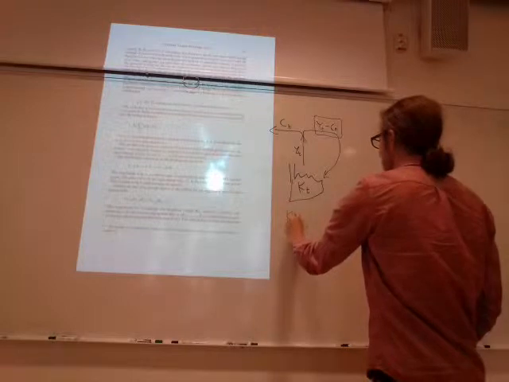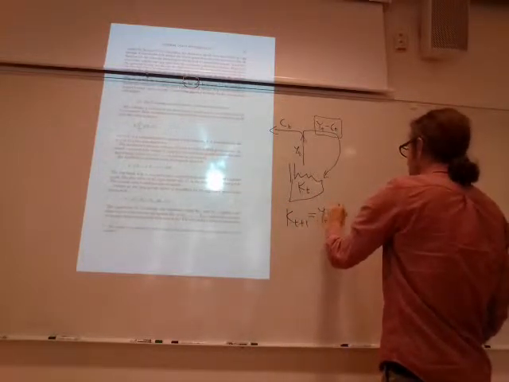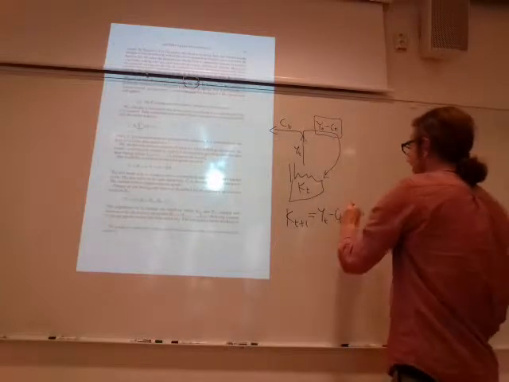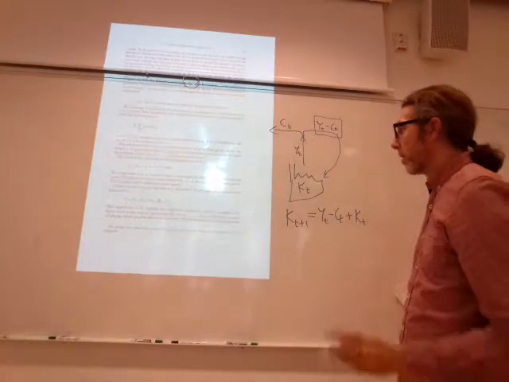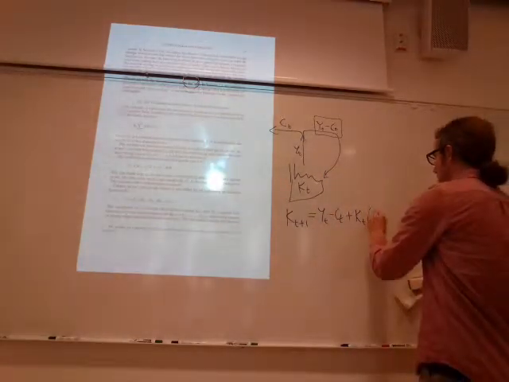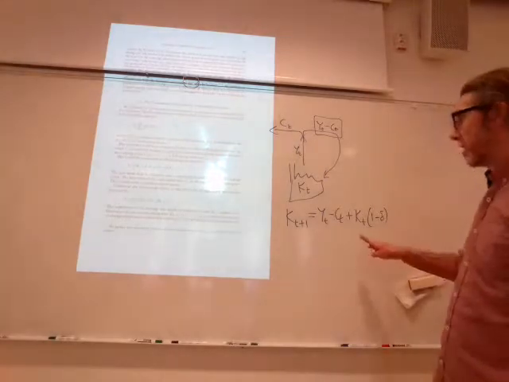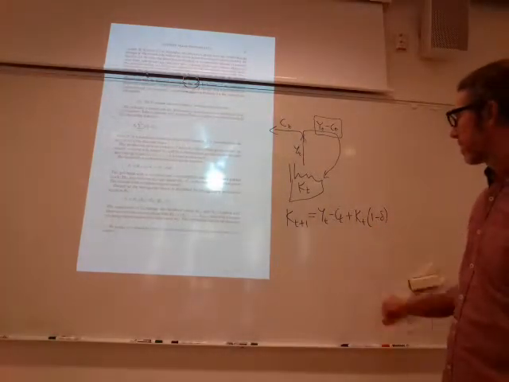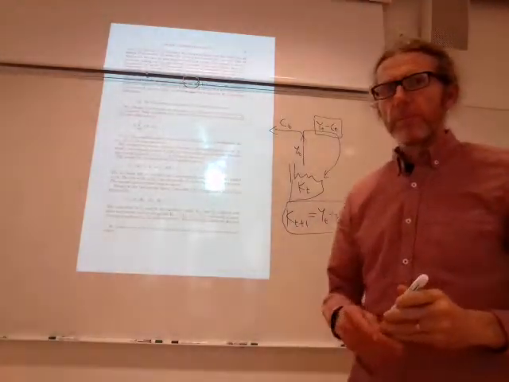So what's K_{t+1}? It's Y_t minus C_t, that's the new capital, plus K_t, the old capital. But the old capital, some of it depreciates. So that's how capital evolves in the economy.